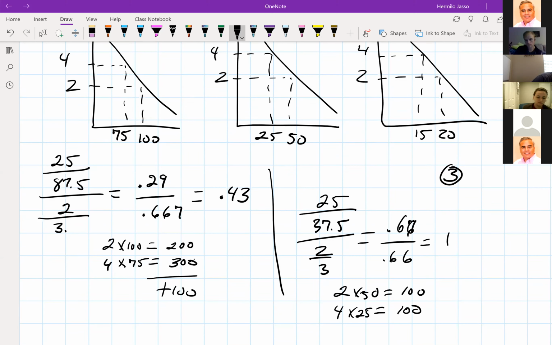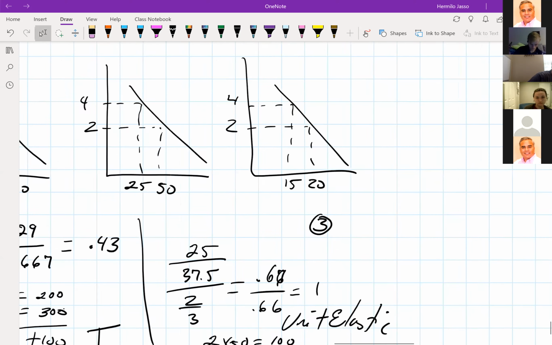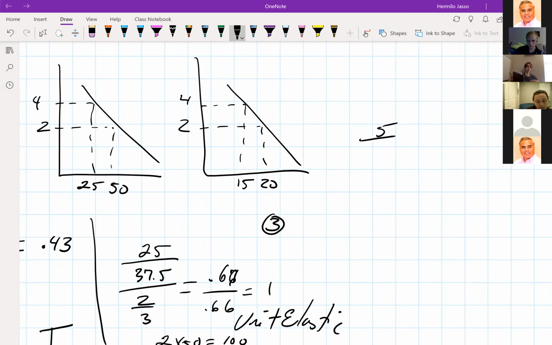So the first one is inelastic. You told me that, right? Because it's less than 1. And this one is what? Unit elastic. Now let's do number 3. Number 3 will be 35 divided by 2. How much is that? 17.5. 17.5, and the price change 2 divided by 3 is 0.67. And 5 divided by 17.5 is?